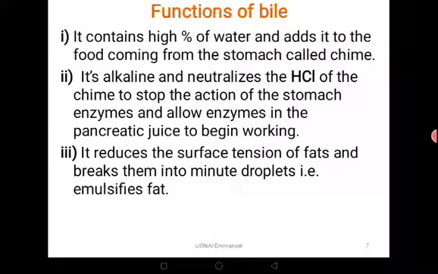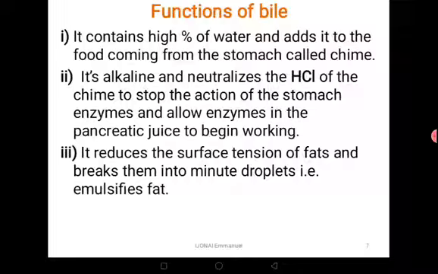So it's alkaline, and you know the stomach is acidic, so the bile is alkaline and therefore neutralizes the acids that might have moved with the food from the stomach. And of course, the pancreatic juice works best in alkaline medium. Then it also reduces the surface tension of fats and breaks them into minute droplets. That is to say, it emulsifies it.